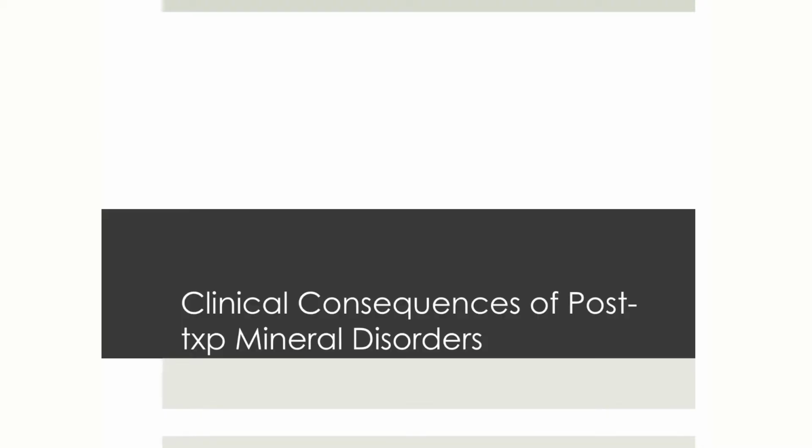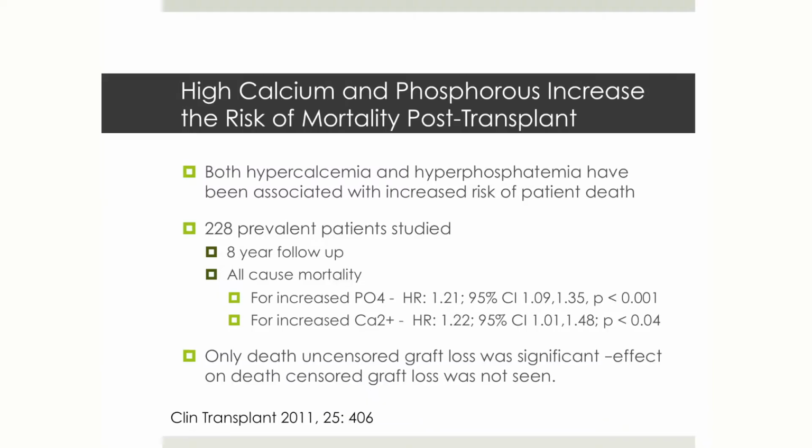So why do we care? What are the clinical consequences of these disorders? Believe it or not, high calcium and phosphorus increase the risk of post-transplant mortality. Both hypercalcemia and hyperphosphatemia have been associated with an increased risk of patient death in a 228-patient study with an 8-year follow-up. All-cause mortality was increased.